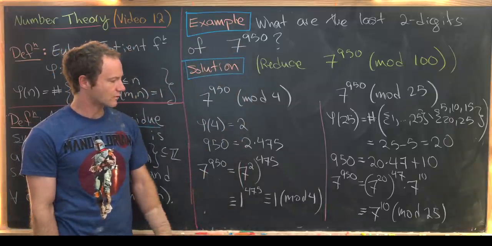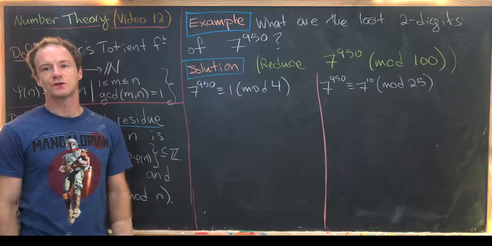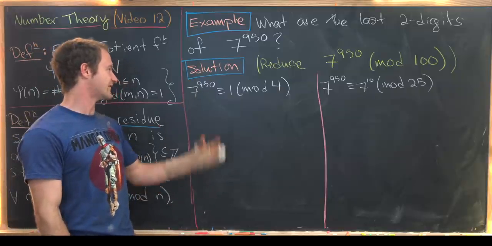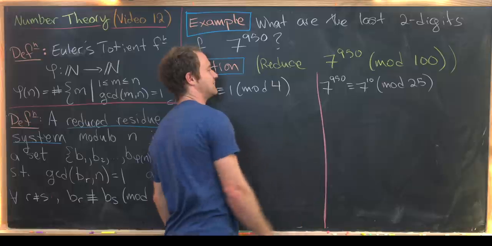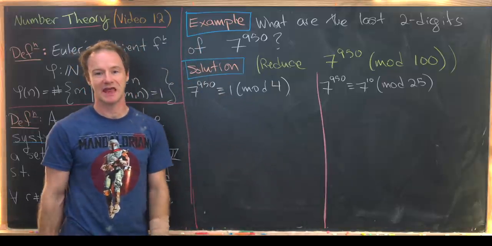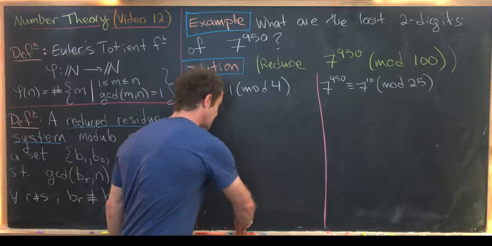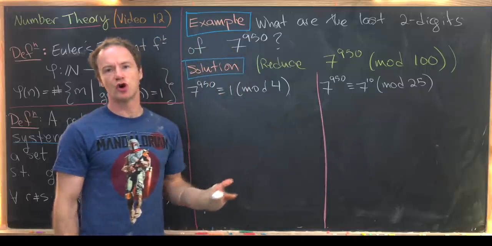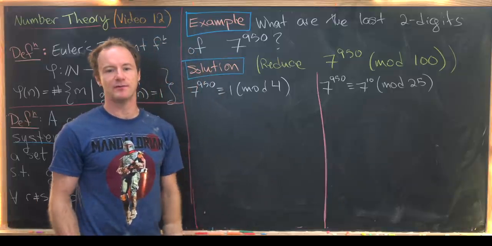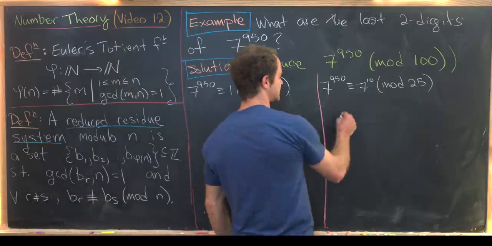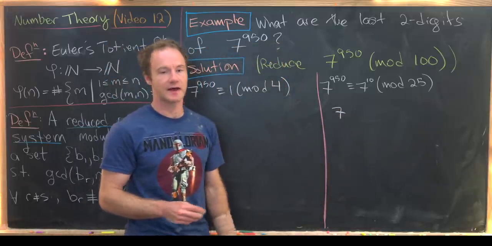Okay, so we're running out of room there, so let's get rid of some of this calculation and then we'll finish it off. So on the last board, we determined quickly that 7 to the 950 is congruent to 1 mod 4, and that 7 to the 950 is congruent to 7 to the 10 mod 25. Now we want to make this last calculation. And at this stage, there's no real quick way to do this, so we'll just take some powers of 7 until maybe we see some sort of pattern. So notice that 7 to the 1 is 7 mod 25, so we don't really need to worry about that.